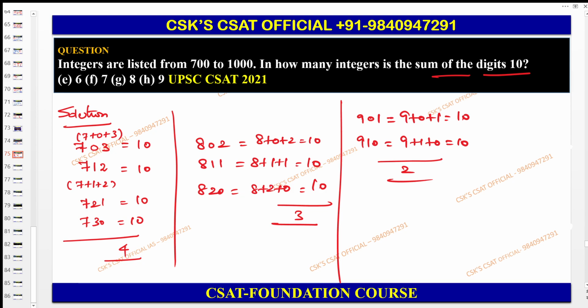Apart from this, nothing else is possible. So therefore 4 plus 3 plus 2, so 9 such integers are there whose sum is 10. So the answer for this question is 9. Anybody having a doubt? No doubt means we will move on to the next question.